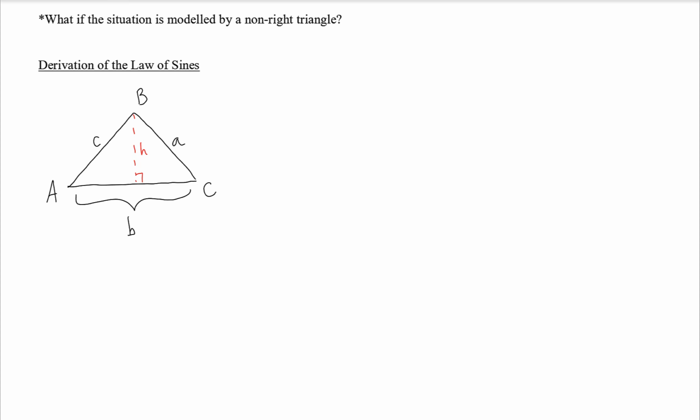Well, using our right triangle definitions, we know that sine of angle A is the opposite leg over the hypotenuse for any right triangle. So if I look at this right triangle right here, then sine of angle A is opposite over hypotenuse, or H is equal to C times sine of angle A. Grouping symbols for clarity there.